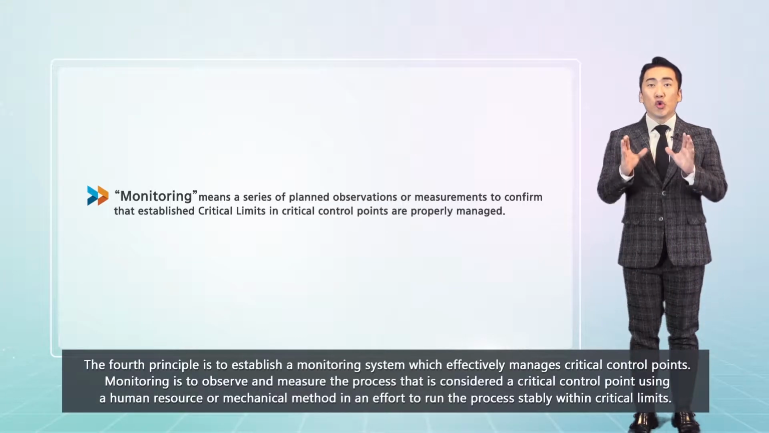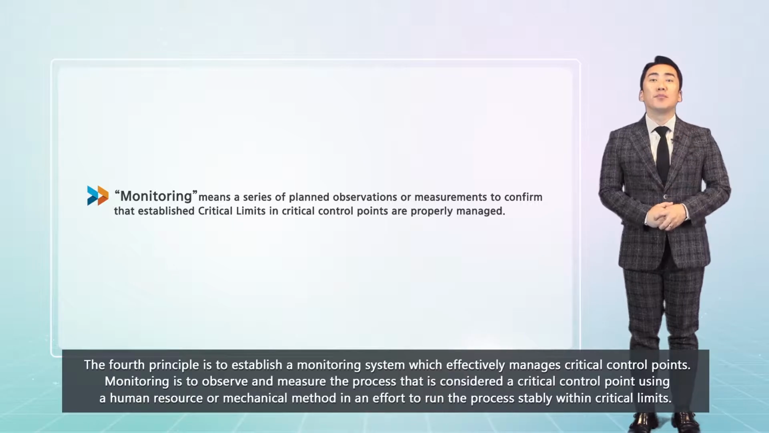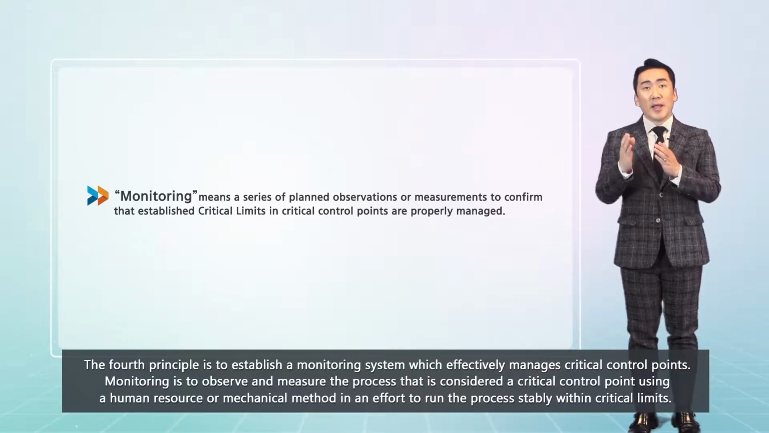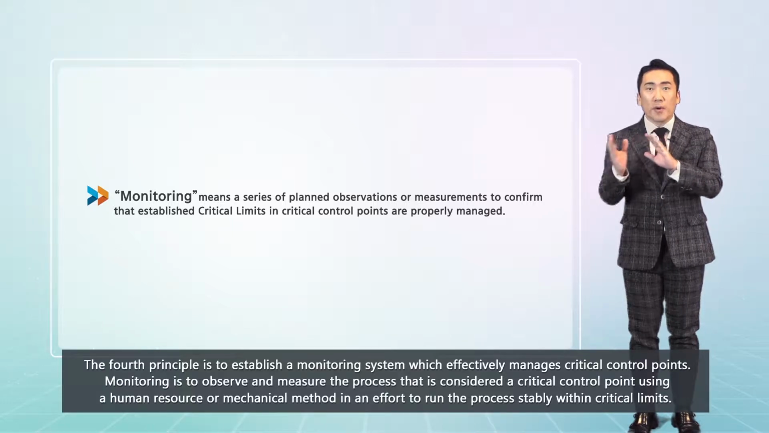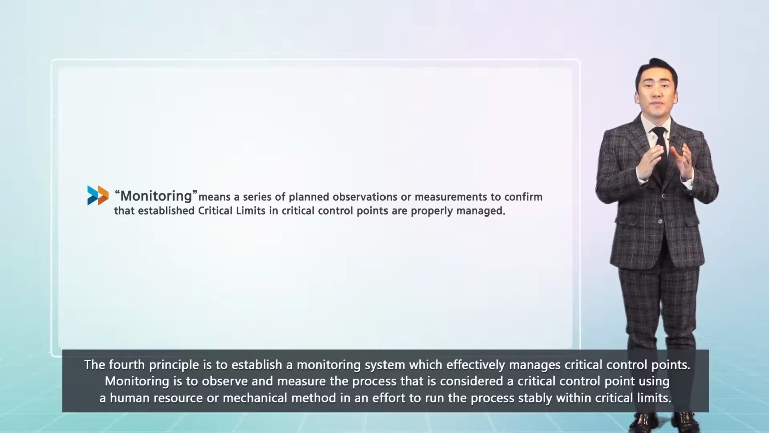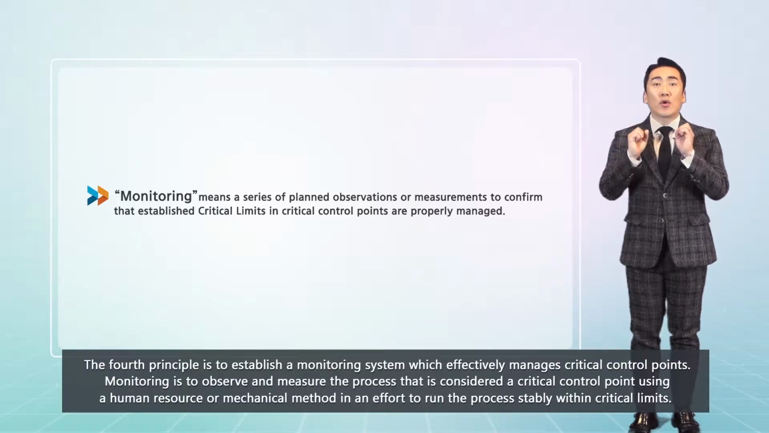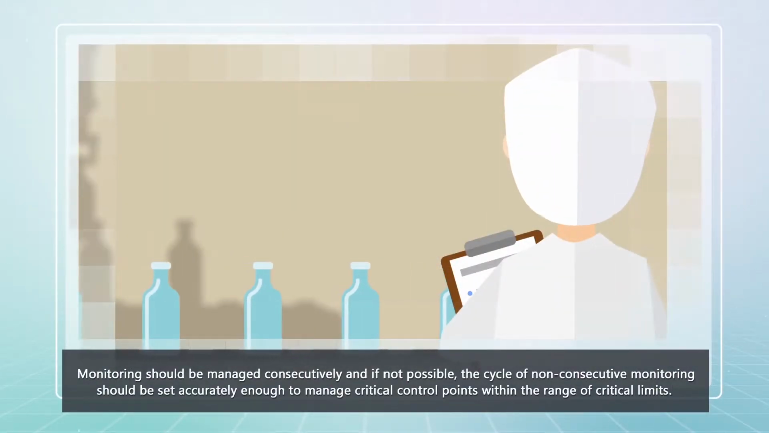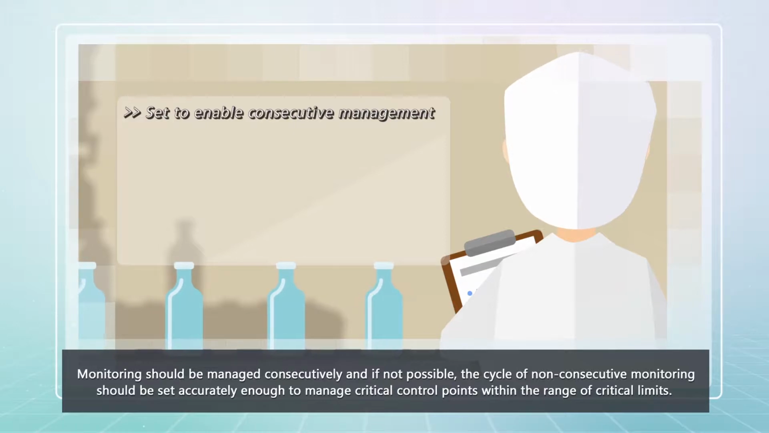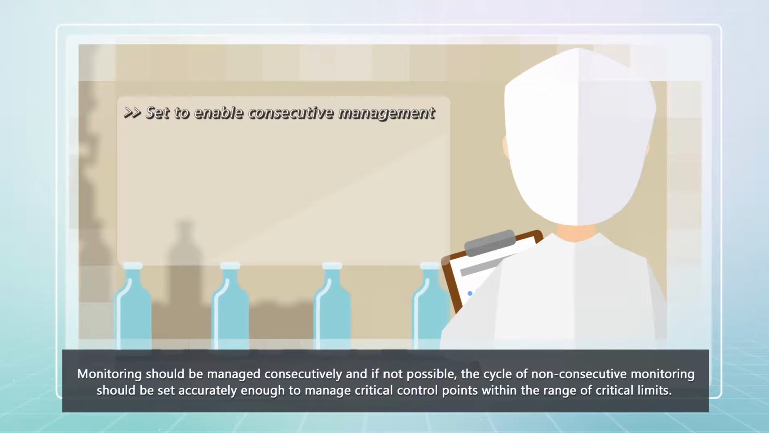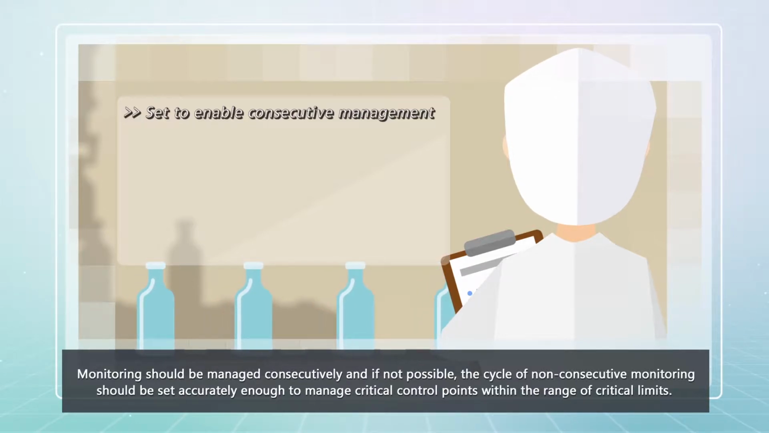The fourth principle is to establish a monitoring system which effectively manages critical control points. Monitoring is to observe and measure the process that is considered a critical control point using a human resource or mechanical method in an effort to run the process stably within critical limits. Monitoring should be managed consecutively, and if not possible, the cycle of non-consecutive monitoring should be set accurately enough to manage critical control points within the range of critical limits.